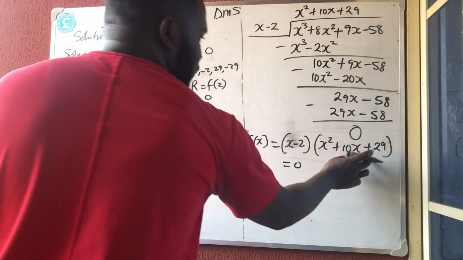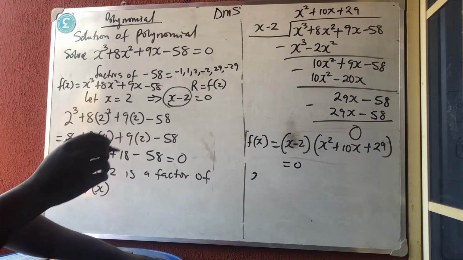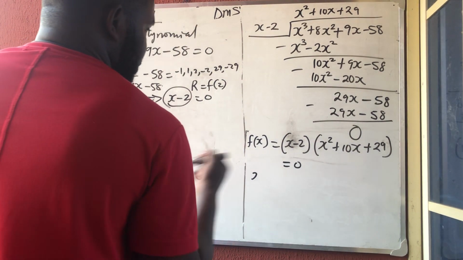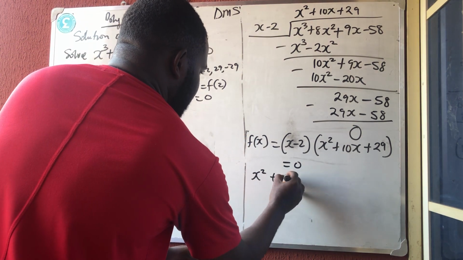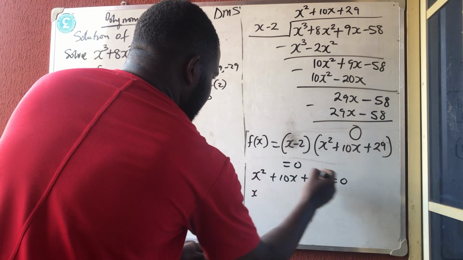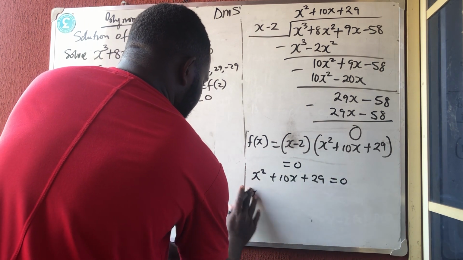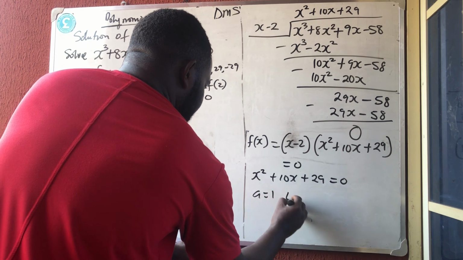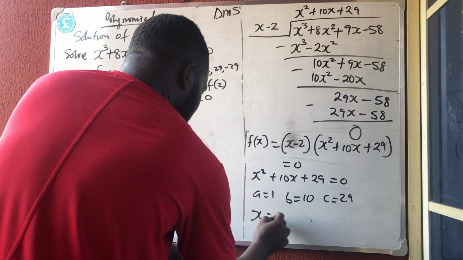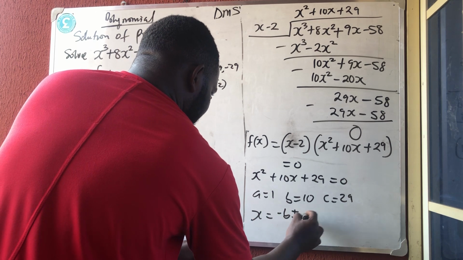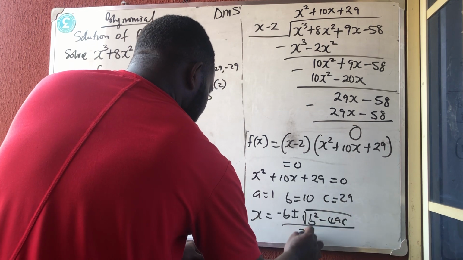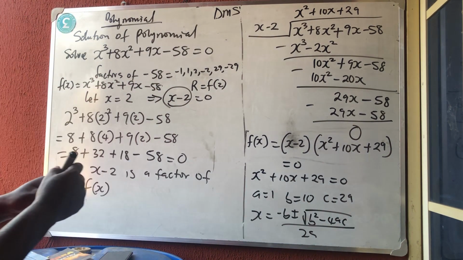The next answer is obtained by solving this by quadratic formula. So I'm having x squared plus 10x plus 29 equal to 0, which means a is 1, b is 10, and c is 29. So x is equal to minus b plus or minus the square root of b squared minus 4ac, all over 2a. Substitute and get your answer.